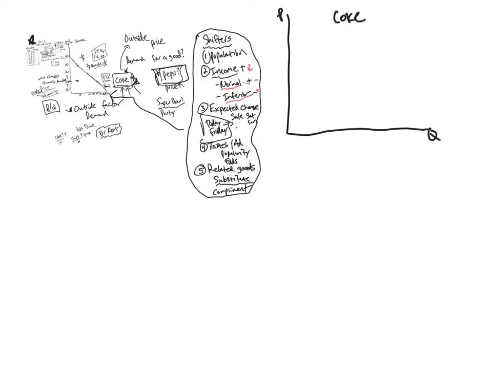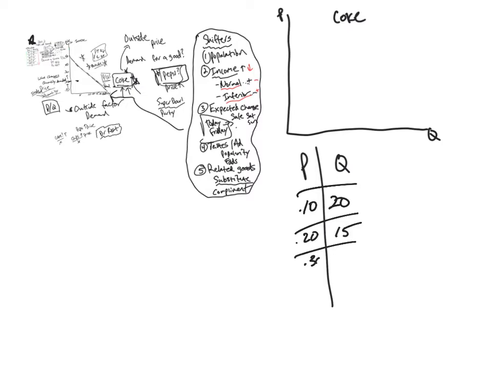And to make it simple, we're going to replicate our table that we had. So what we had is price and quantity. And then we said at 10 cents, I think there were 20, right? And then we said at 20 cents, there were 15, and at 30 cents, there were 10, and at 40 cents, there were 5, and at 50 cents, there were 0.